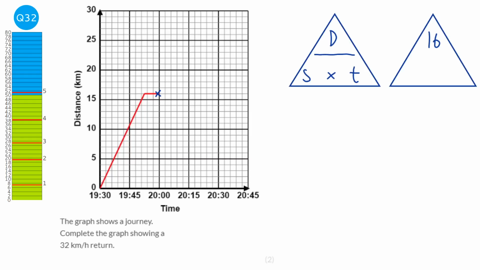And we're told that the speed is 32 kilometers per hour. So the speed is 32. So to find the time, we're going to do 16 divided by 32. So the time is half an hour. And half an hour would bring us, if we start here, to 2030, because it's 8 o'clock where we start and we end half an hour later.